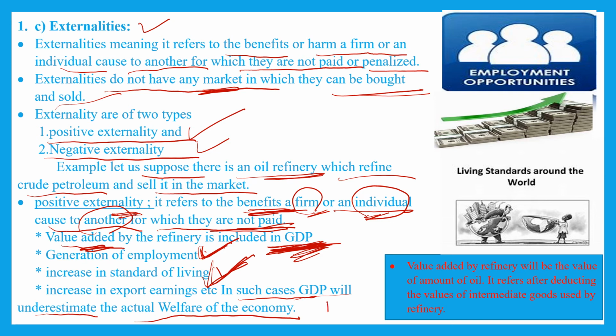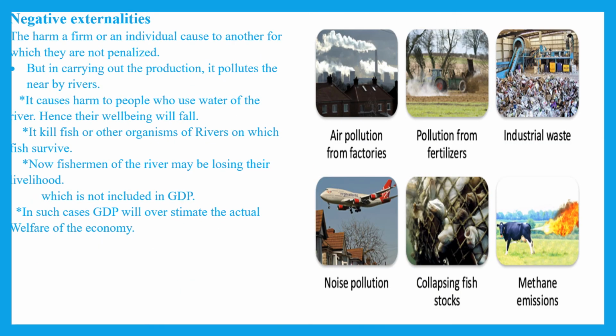So at that time, GDP will be less, but actually economic welfare is more. Here you can see the value added by refineries will be the value of the amount of oil, after deducting the values of intermediate goods used by the oil refinery. So only the value added by the oil refinery is added in the GDP. So GDP will be less, but actually economic welfare is more, because of this industry, many other people are able to get employment opportunities and increase their standard of living.